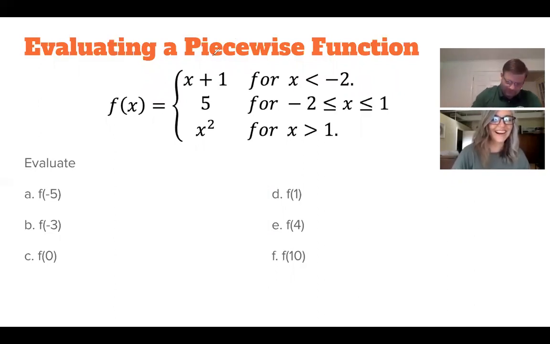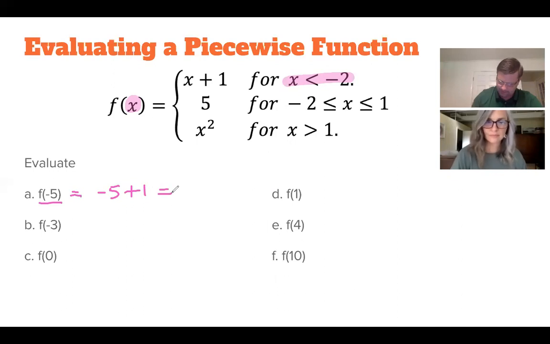Okay, so for the first one, I have to look at -5. Where is -5? Which piece is that? Well, I asked myself, is -5 less than -2? Bingo. So I have to use the first rule. So this would be -5 plus 1. I'm using the first piece, and she highlighted it for me. Thank you, Miss Young. And that means my answer would be -4.